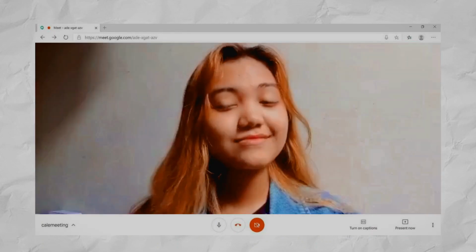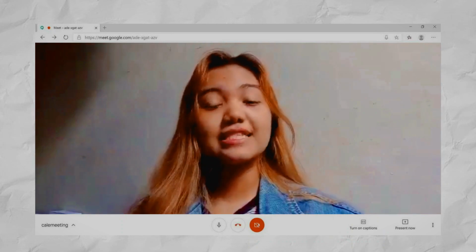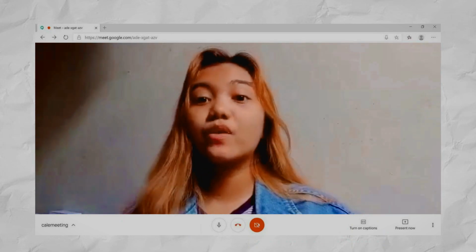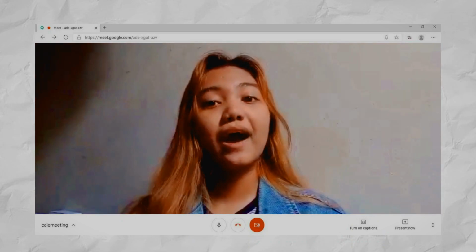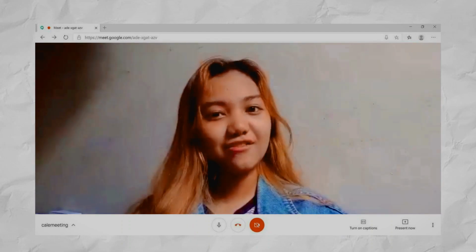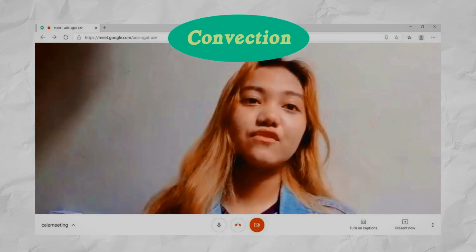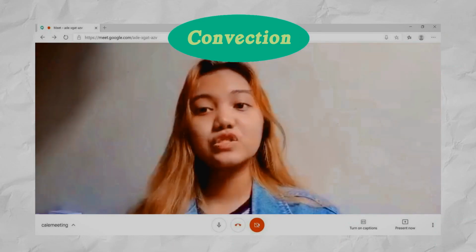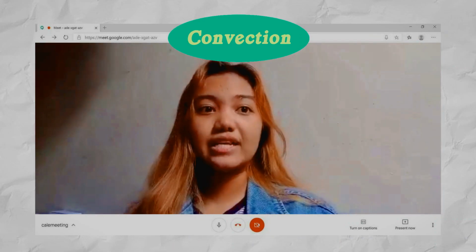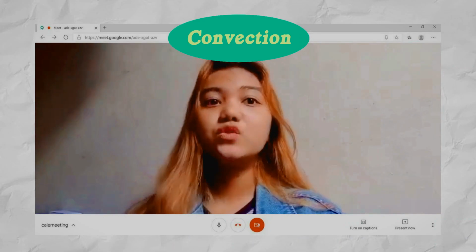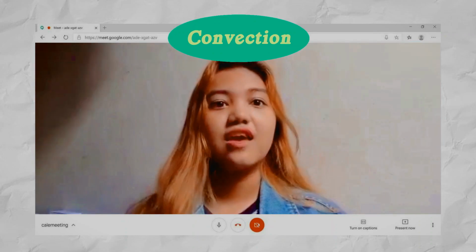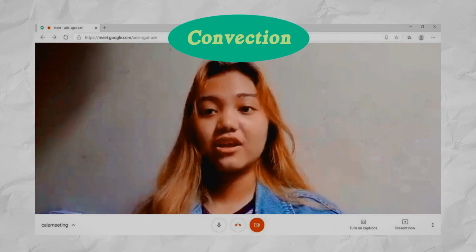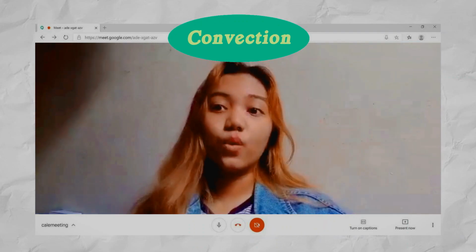But before that, let's have a quick recap about our topic last time, which is about convection. So what is convection? Convection is a transfer of heat related to the movement that occurs within a fluid due to the rising of hotter materials, paired with the sinking of colder materials. This occurs because the hotter materials are less dense than the colder materials.